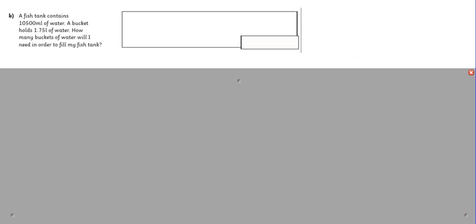This one's very similar. So a fish tank contains 10,500 millilitres of water. A bucket holds 1.75 litres of water. How many buckets of water will I need in order to fill my fish tank? So the first thing that I would do, I would convert either millilitres to litres or litres to millilitres, and I would then work out how many buckets of water I would need to fill my fish tank. So how many lots of 1.75 litres go into 10,500 millilitres? Pause the video now and have a go.